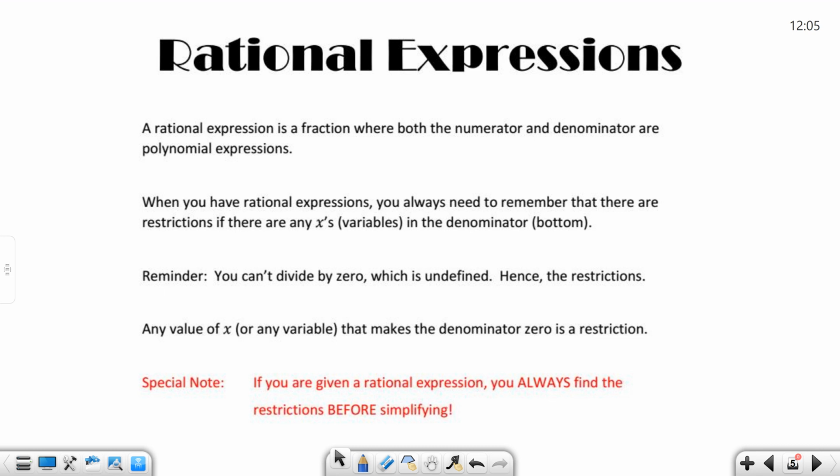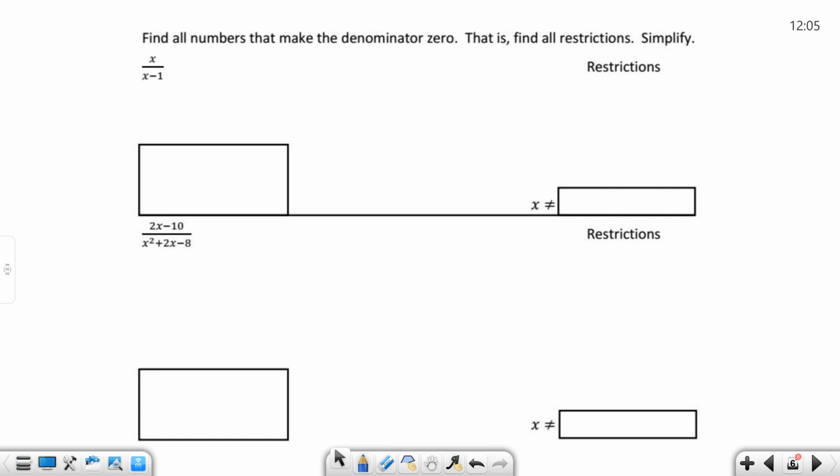If you are given a rational expression, you must always find the restrictions before you simplify. That also extends to add, subtract, multiply, and divide. So before you do anything to the expression, find the restrictions first. So here, find all the numbers that make the denominator 0. That is, find all the restrictions.